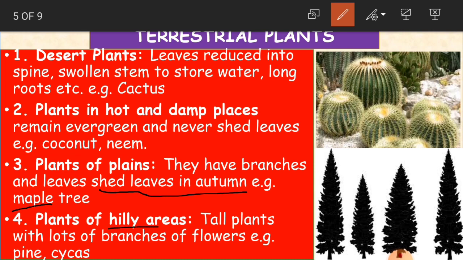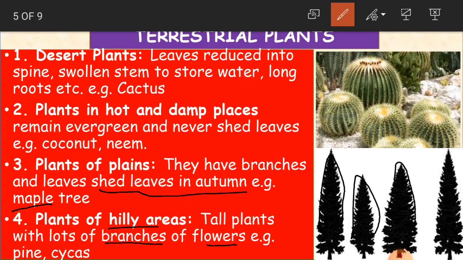Hilly area plants are tall, with a lot of branches and flowers. For example, pine and cycas. If you see here in the picture, these tall trees are hilly area plants.